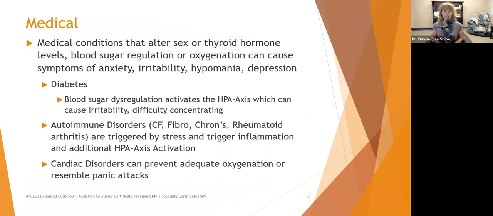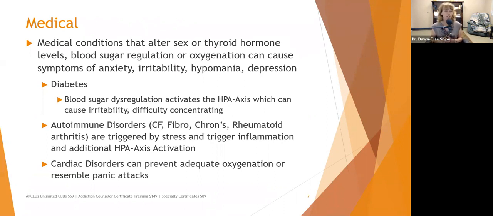Autoimmune disorders such as chronic fatigue, fibromyalgia, Crohn's disease, rheumatoid arthritis are often triggered by stress. And all of those that I mentioned trigger inflammation. And inflammation is a threat to the body, which does what? Triggers the HPA axis, because the body says, oh, we're vulnerable right now. We need to be on high alert.